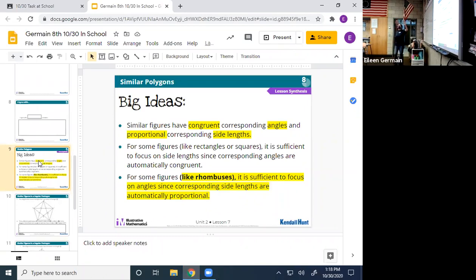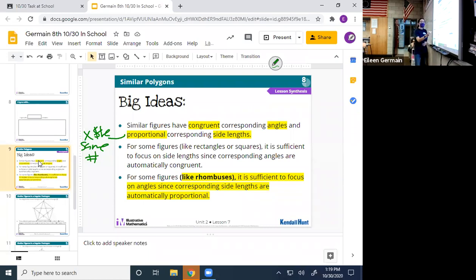We have 3 big ideas in this lesson here. Similar figures have congruent corresponding angles, congruent meaning the same size. So the corresponding angles are going to be the same, and proportional corresponding side lengths. Remember, proportional means times the same number. Proportional means all of the side lengths are multiplied by the same number, okay? Some figures, like rectangles or squares, it is sufficient to focus on the side lengths since the corresponding angles are automatically congruent.